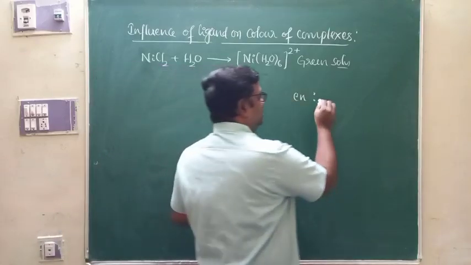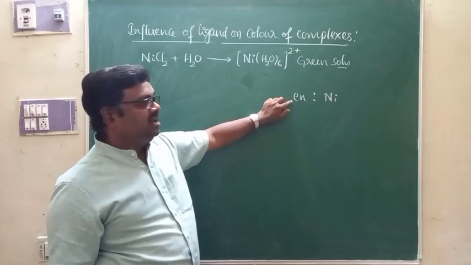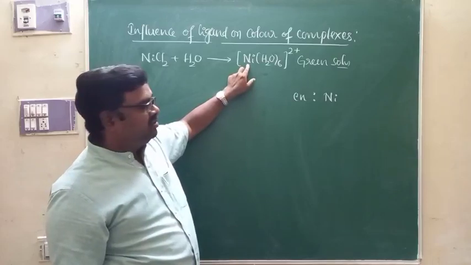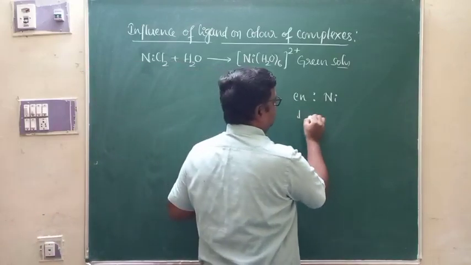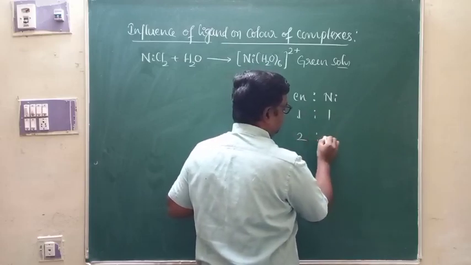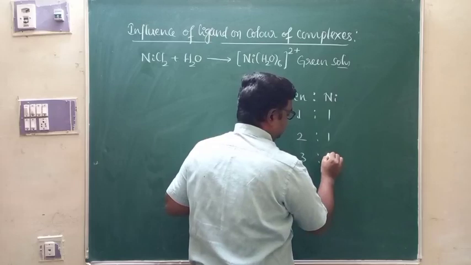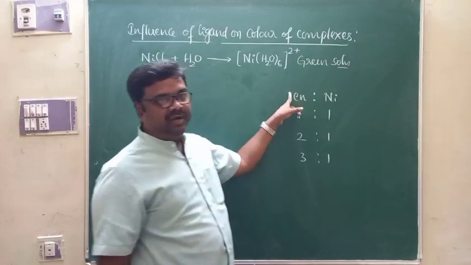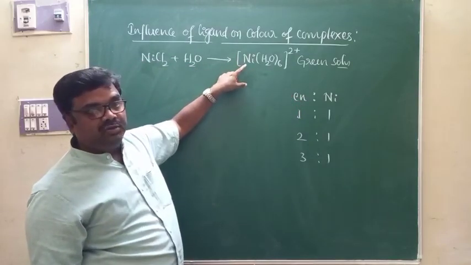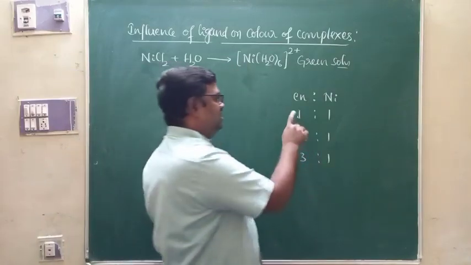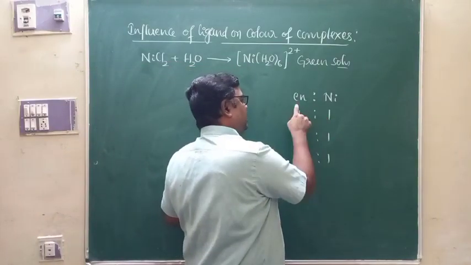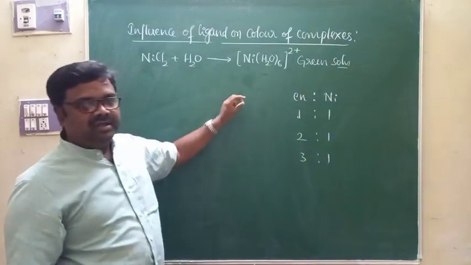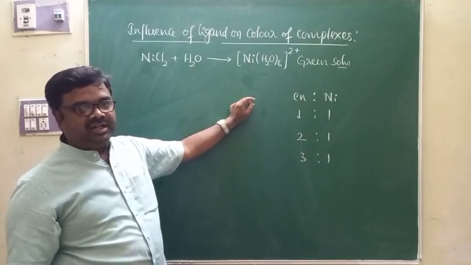Now, what I do in this discussion is go on adding ethane 1,2-diamine solution to the complex of nickel 2 plus ion progressively, in the ratio 1:1, or 2:1, or 3:1. I progressively add the solution of ethane 1,2-diamine to the nickel 2 ion solution in the molar ratio, ethylene diamine to nickel ion, of 1:1, 2:1 and 3:1. Then you can observe the change in the color of the complexes.